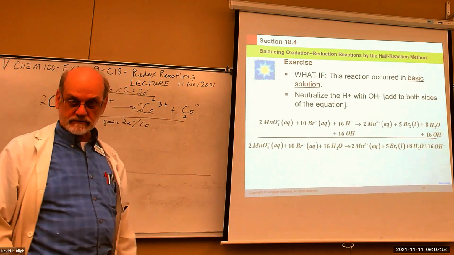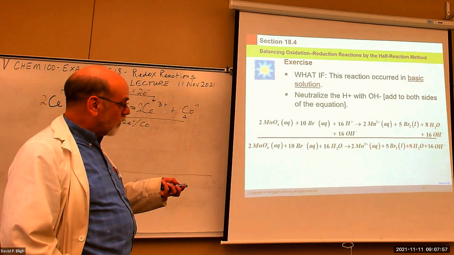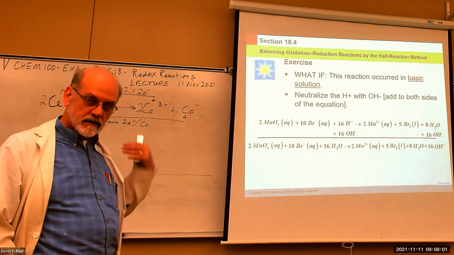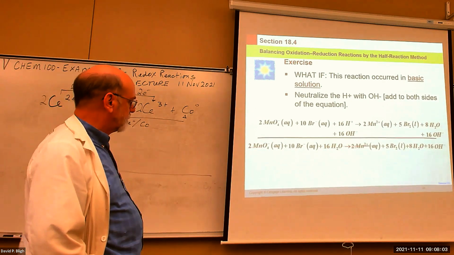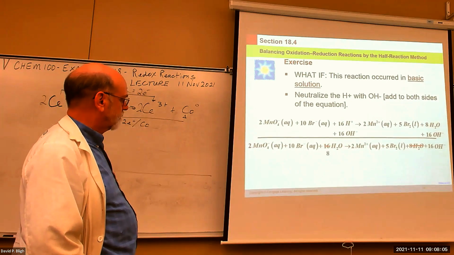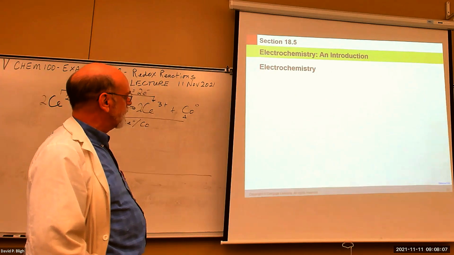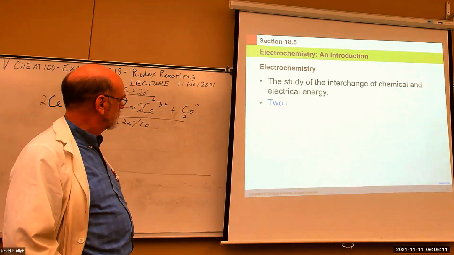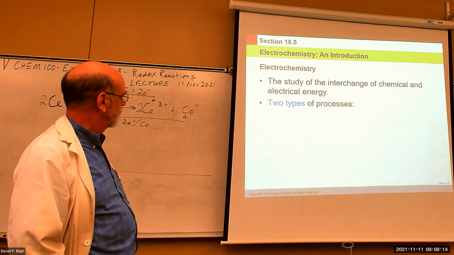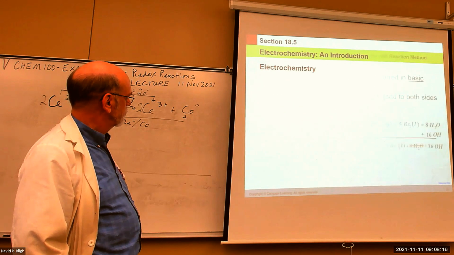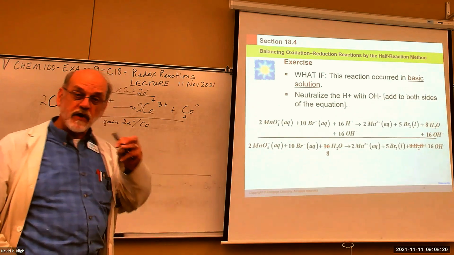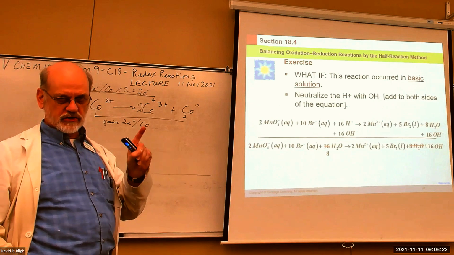Okay, now we cancel. Since we have 8 waters on this side and 16 on that side, those cancel out and we're left with 8 on the reactant side. So that would be our balanced equation. There we go. That's our balanced equation in basic solution.